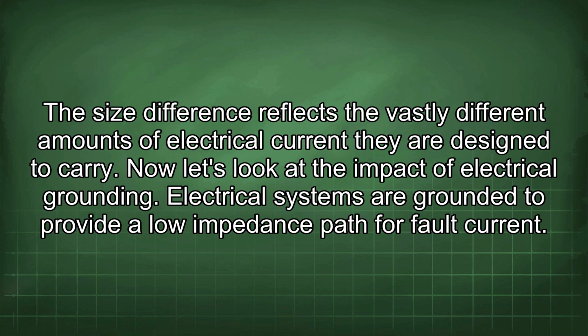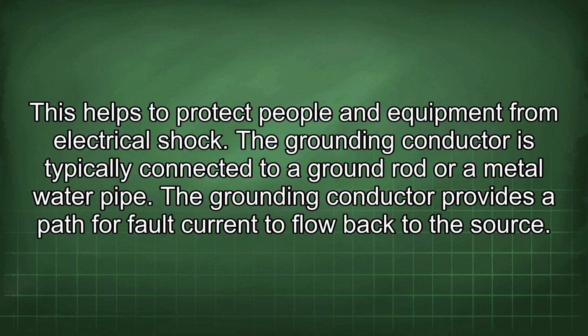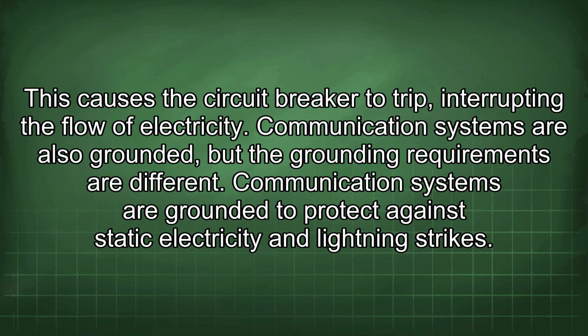Electrical systems are grounded to provide a low impedance path for fault current. This helps to protect people and equipment from electrical shock. The grounding conductor is typically connected to a ground rod or a metal water pipe. The grounding conductor provides a path for fault current to flow back to the source. This causes the circuit breaker to trip, interrupting the flow of the electricity.